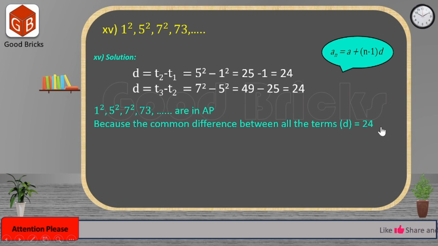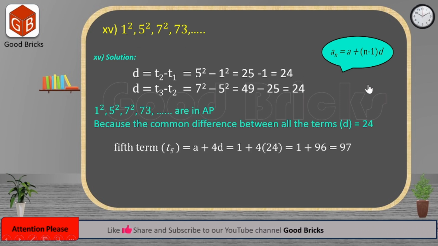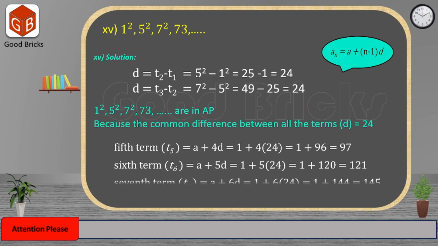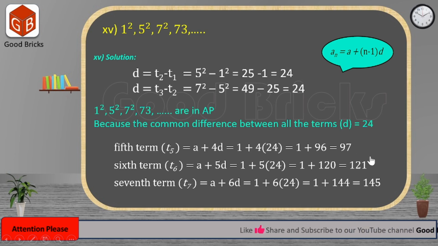And we have the value of d, we have the value of a. Using these values and this formula, we can find term 5, term 6, term 7. So this 97 is our term 5, 121 is our term 6, 145 is our term 7.